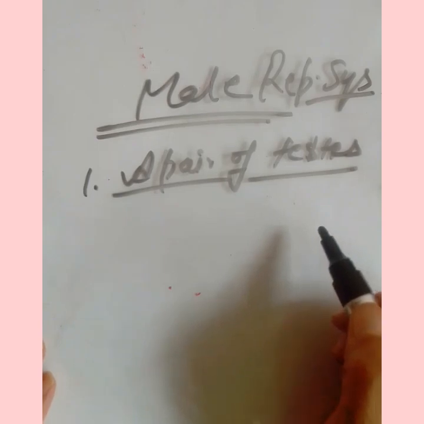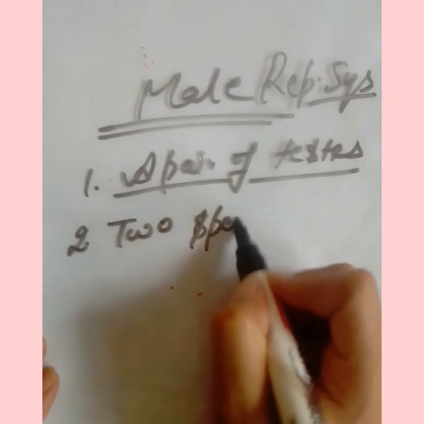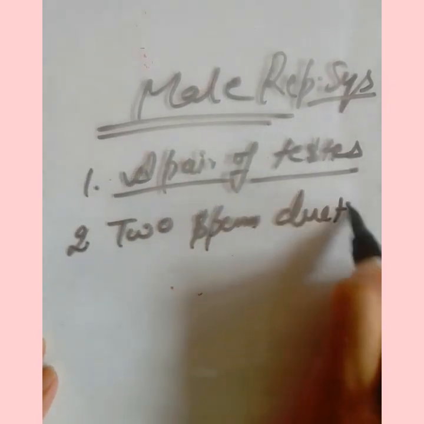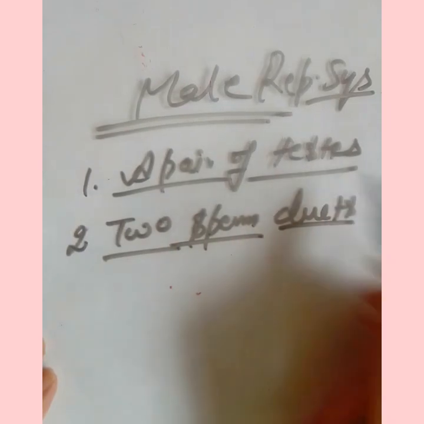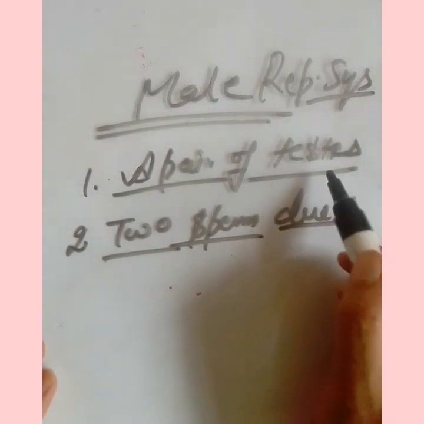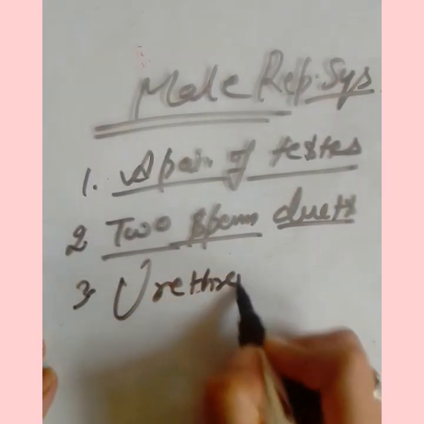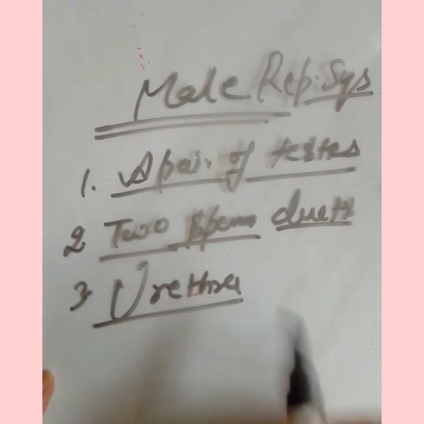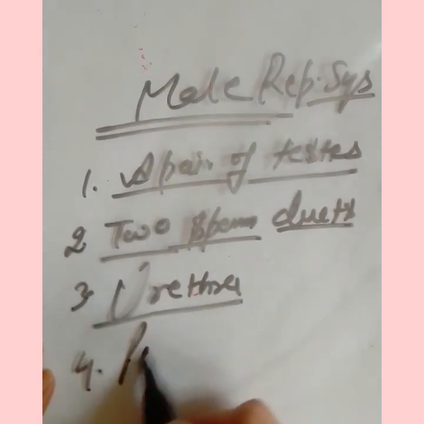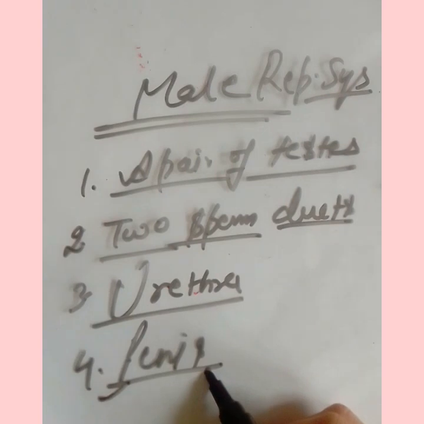Okay, then the second part will be the two sperm ducts. These ducts are pipe-like structures. They will come out from each testis. Two ducts will be there. Then third will be the urethra. Urethra means that is a common passage for the urine as well as for the sperms. Then the last one will be the penis, that is the external organ, or we can say the external genitalia of the reproductive system.